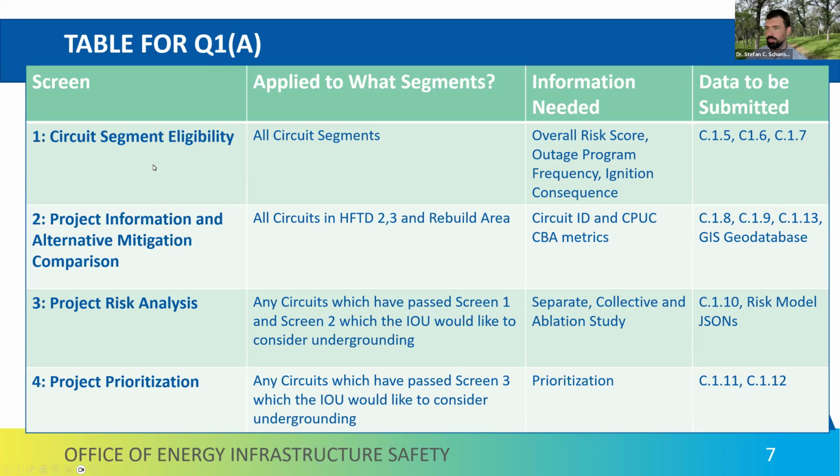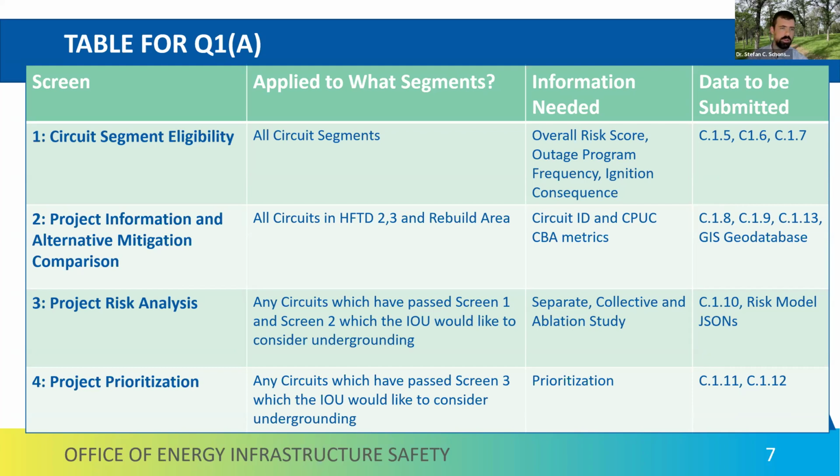So first column is the different screens. The second column asks what circuit segments this is applied to. Third column, the information needed to calculate that screen, to apply it to the appropriate segments. And then last column, the data to be submitted associated with that screen. So the circuit segment eligibility is in fact applied to all circuit segments. For this, we need the overall risk score, the outage program frequency, and the ignition consequence. These are 3 measures that should be very familiar to everyone on the call, since they're also required in WMP filings.